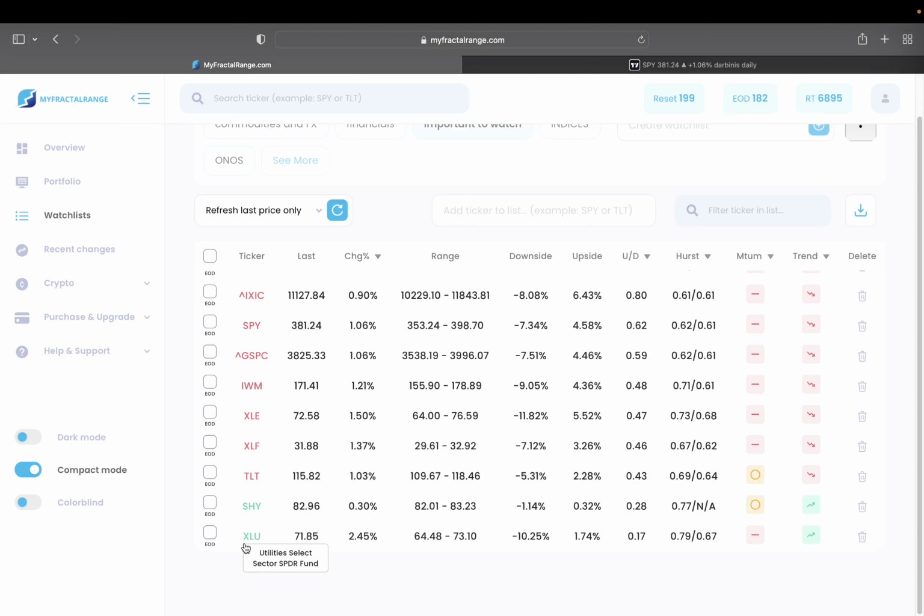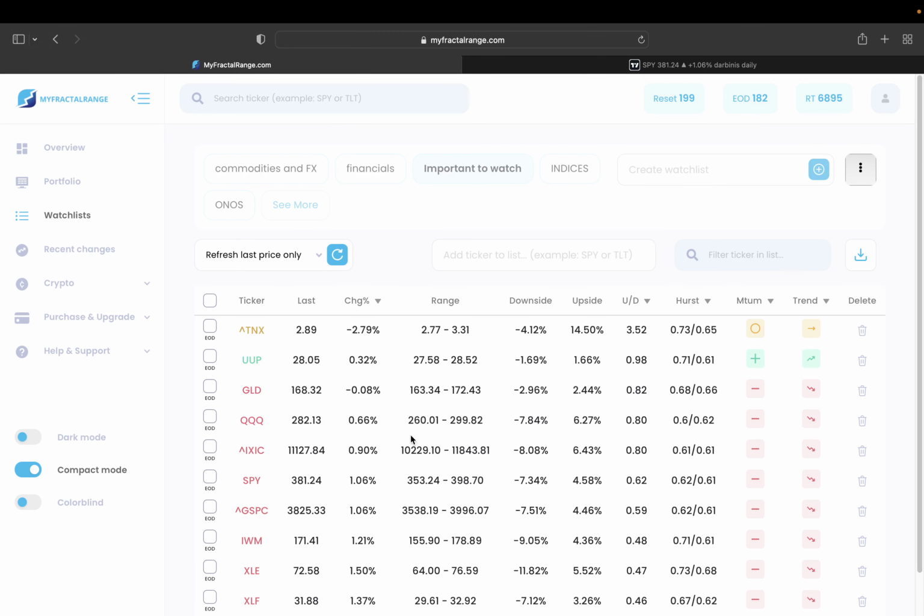In this case, XLU is here just because I have an open trade, a spread trade of XLU versus IWM. I will talk about it later. But basically, these are the assets that I'm monitoring every morning when I wake up on myfractalrange.com. So first of all, what we see here. I always like to filter my assets based on upside and downside ratio. So let's do it here.